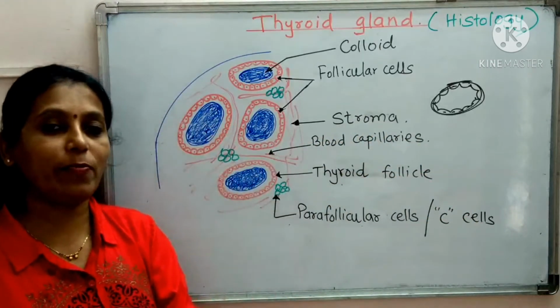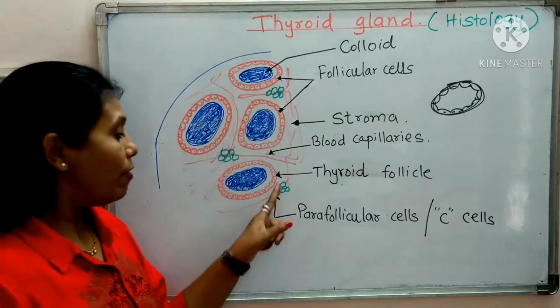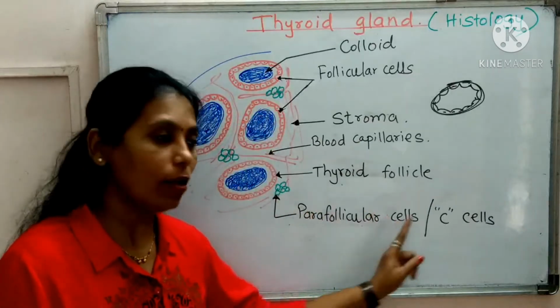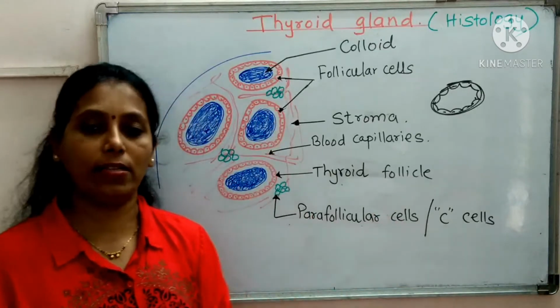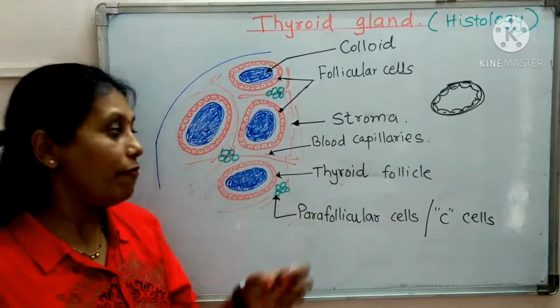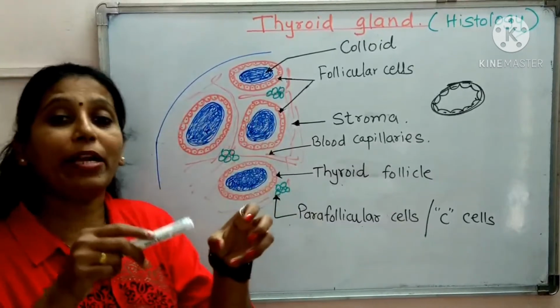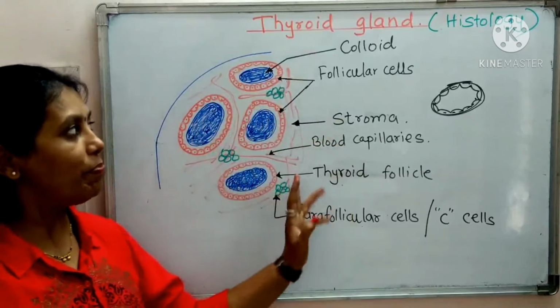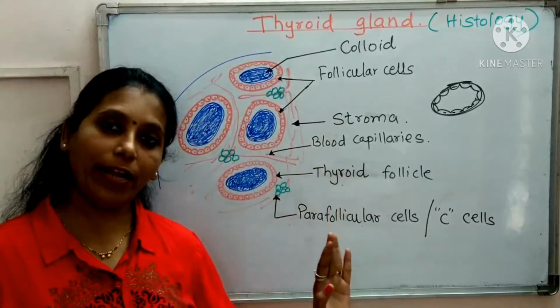One more structure is present, called parafollicular cells, or also called C cells. These are groups of cells which are present in between these follicles. So this is all about the histology of the thyroid gland.